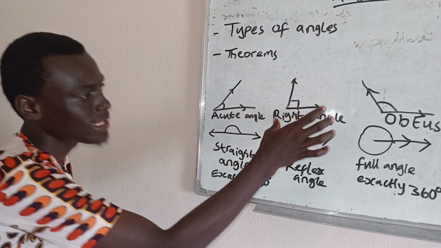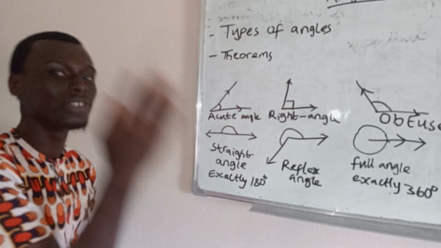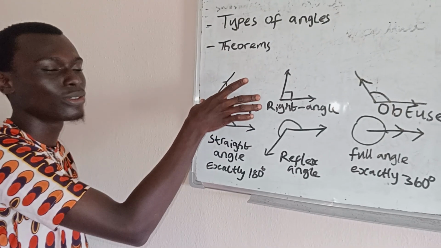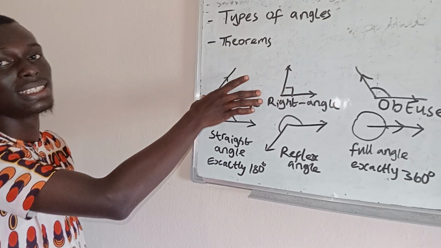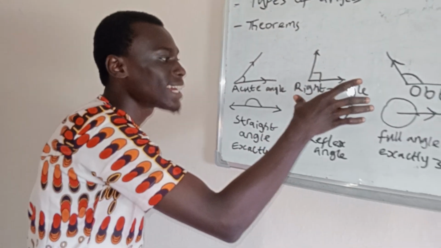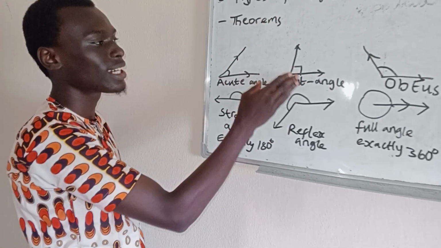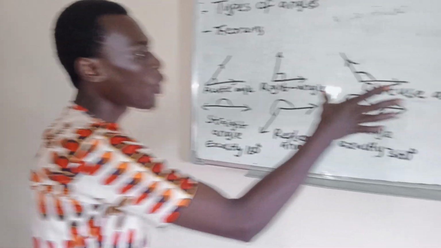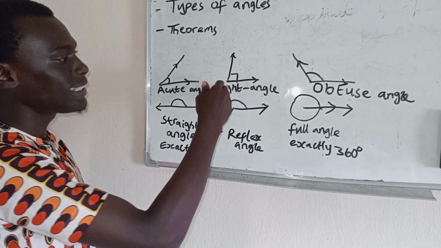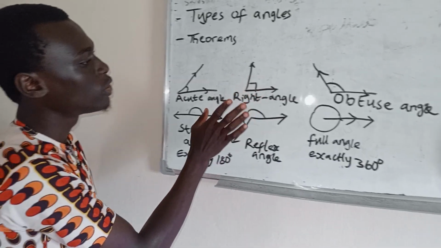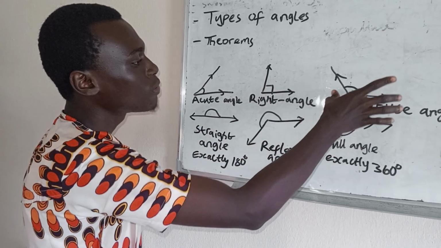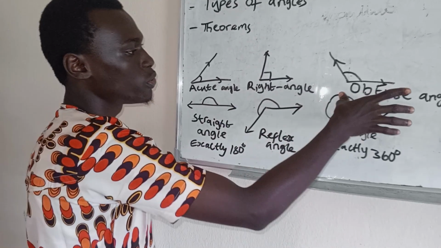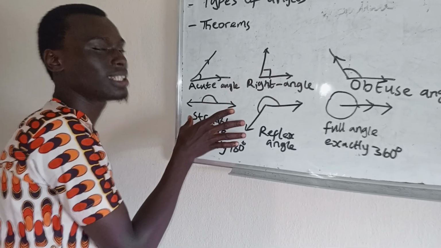Acute angle, less than 90 degrees, that means from 0 to 89, we give you acute angle. Any degree from 0 to 89 is an acute angle. And then exactly 90 degrees is your right angle. It's forming like an L shape. And then your obtuse angle: any angle more than 90 degrees but less than 180 degrees is an obtuse angle.